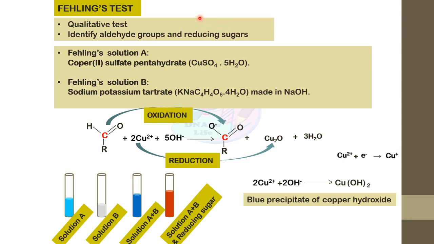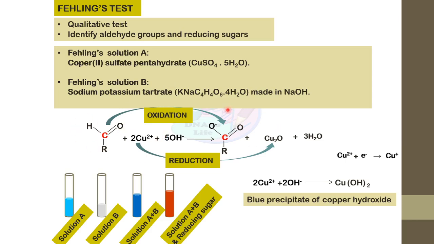There are two solutions, Fehling solution A and Fehling solution B. Fehling solution A is composed of copper sulfate pentahydrate, which provides the copper ion. The second one is sodium potassium tartarate, which is made in alkali sodium hydroxide. This sodium potassium tartarate is also called Rochelle salt.